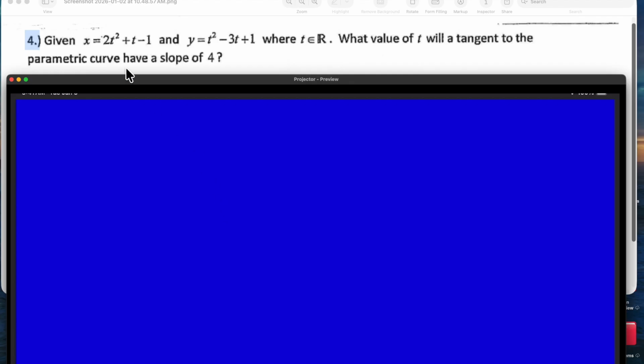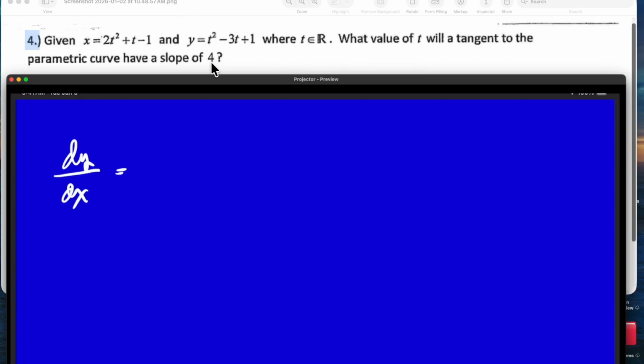Next, we are given x of t equals this polynomial, y of t equals this polynomial, where t is an element of all real numbers. Find the value of t at which a tangent to the parametric curve will have a slope of 4. So folks, this tells us that we have to find the derivative. We have to find dy dx.